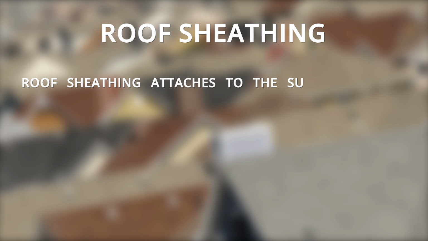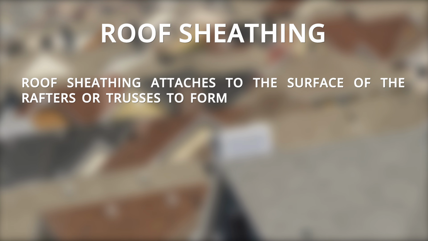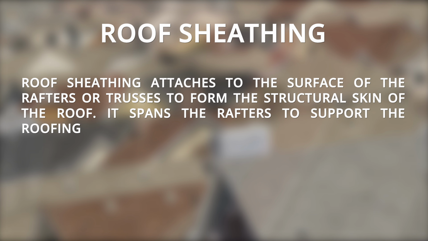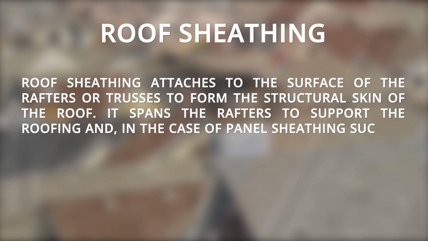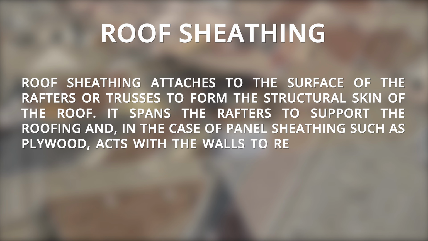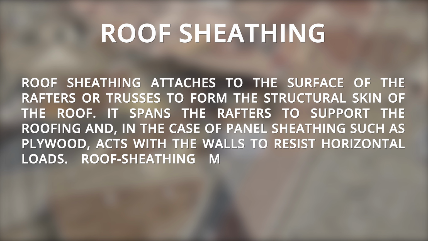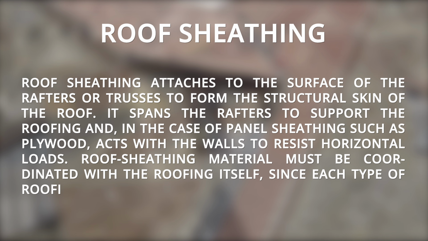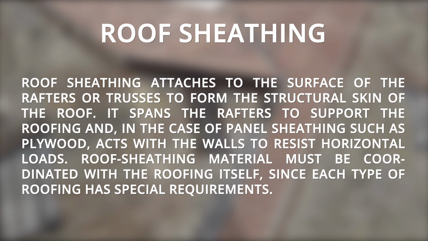Roof sheathing. Roof sheathing attaches to the surface of the rafters or trusses to form the structural skin of the roof. It spans the rafters to support the roofing, and in the case of panel sheathing such as plywood, acts with the wall to resist horizontal loads. Roof sheathing material must be coordinated with the roofing itself, since each type of roofing has special requirements.